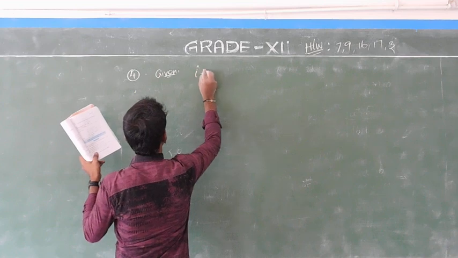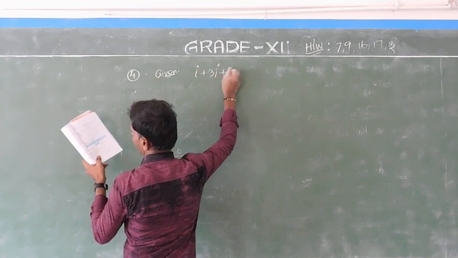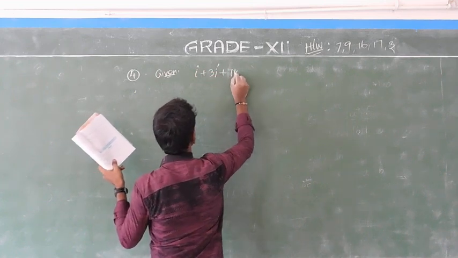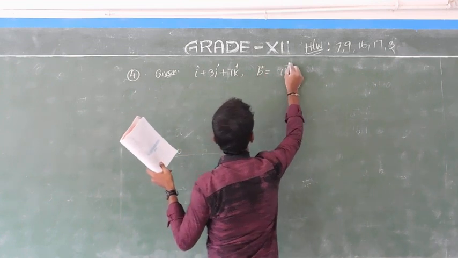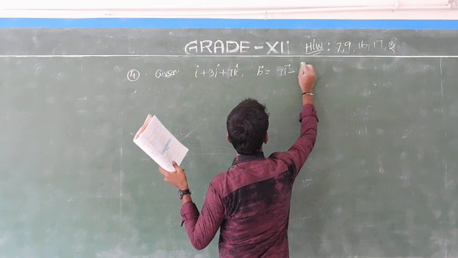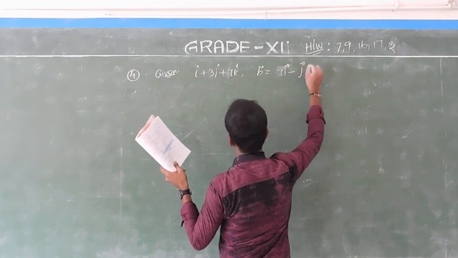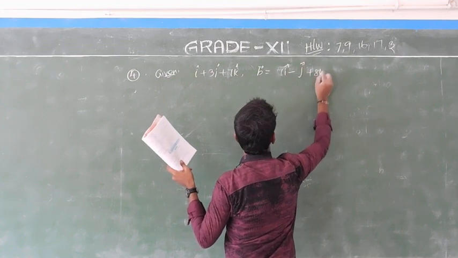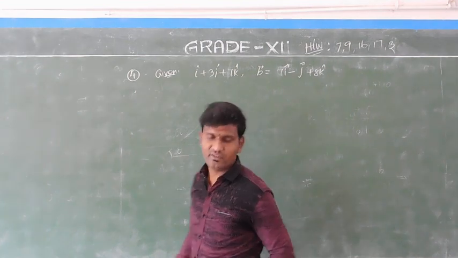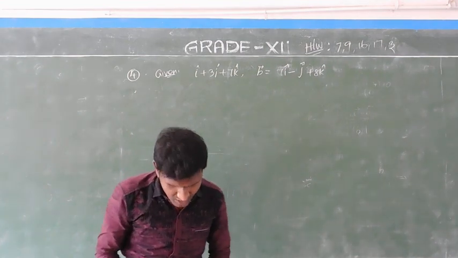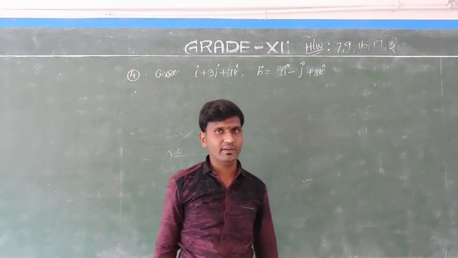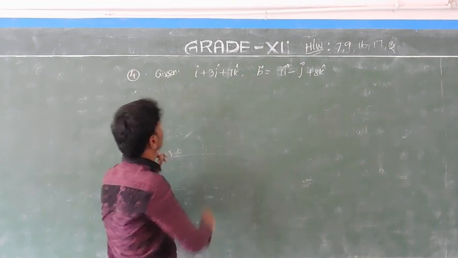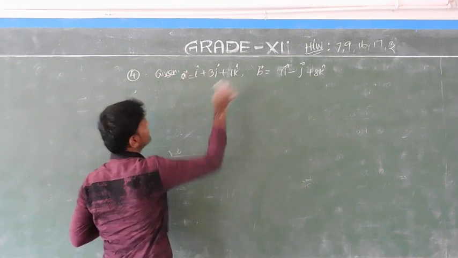a vector is i vector plus 3j vector plus 7k vector, and b vector is 7i vector minus j vector plus 8k vector. Okay, now we need to find the projection. How to find the projection? So this is a vector, named a vector, and this is your b vector.